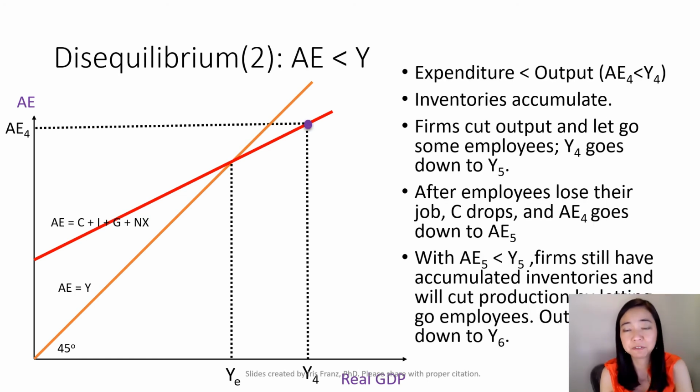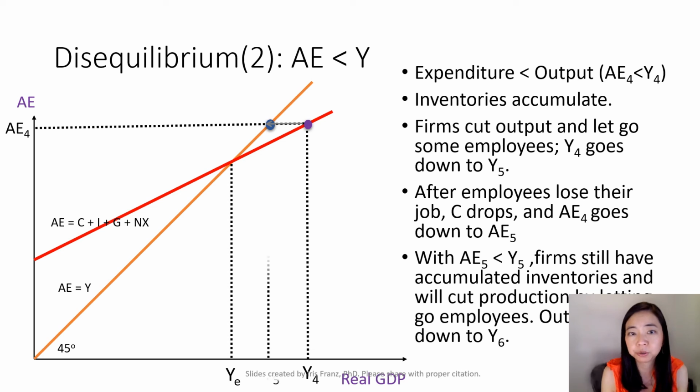Now, what happens if our economy started with disequilibrium, where our output is greater than aggregate expenditure? Suppose our output is at point Y4 and our aggregate expenditure is AE4. That means the output is higher than aggregate expenditure. As a result, firms will have a lot of inventories accumulated that they are unable to sell. So to respond, the firms will try to cut their production, so the output is going to go down from Y4 to Y5.